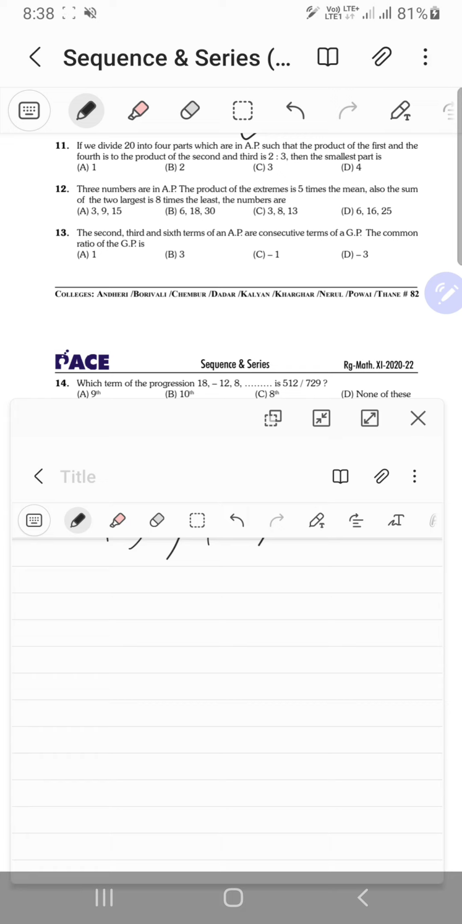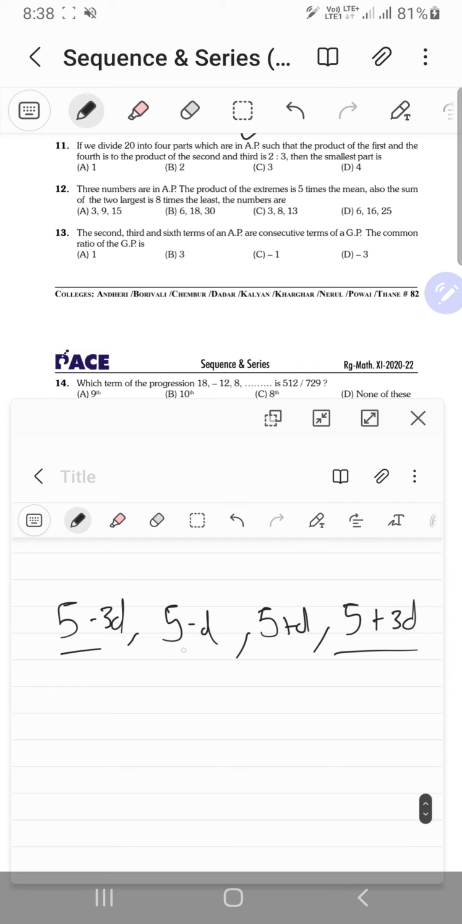The average value, that's just 5. So 5, 5, 5, and this could be like 5 minus d, 5 plus d, 5 plus 3d, 5 minus 3d. This would be our AP maybe. And what we're saying is that the product of these two is the same thing as the product of those two. First and fourth, the ratio. Okay, so (25 minus 9d squared) upon (25 minus d squared). This ratio is 2 is to 3.